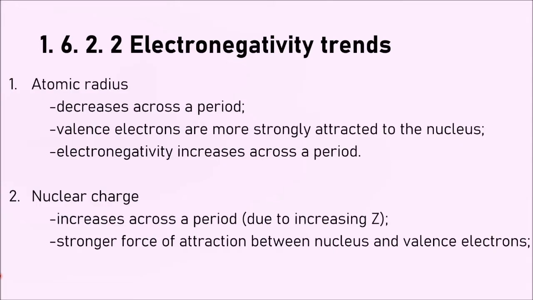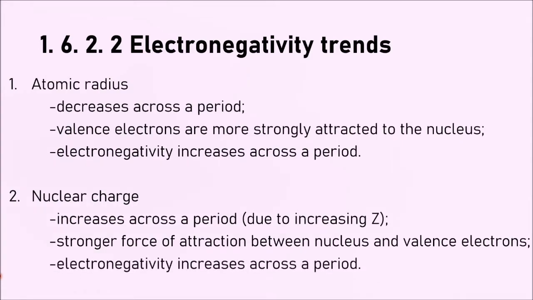Anyway, that's a bit of a side note. We don't really need to know about that. We just need to know that overall nuclear charge increases across a period. Therefore, electronegativity also increases across the period. So as you've guessed, the principle is very similar to ionization energy. Just remember that our conclusion is not that ionization energy increases across a period, but that electronegativity increases across a period.